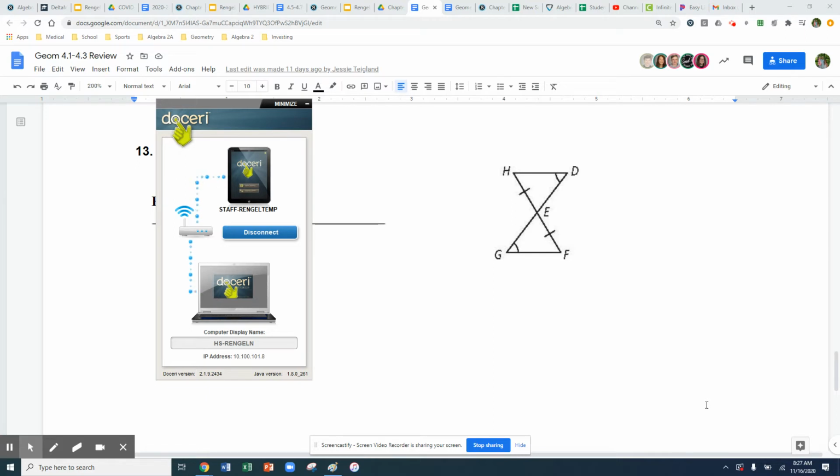So when we're starting a proof, who can tell me what is always the first thing that we are going to put into our proofs? What did you need, Tucker?